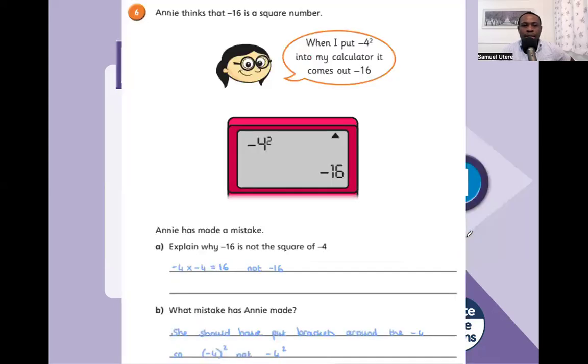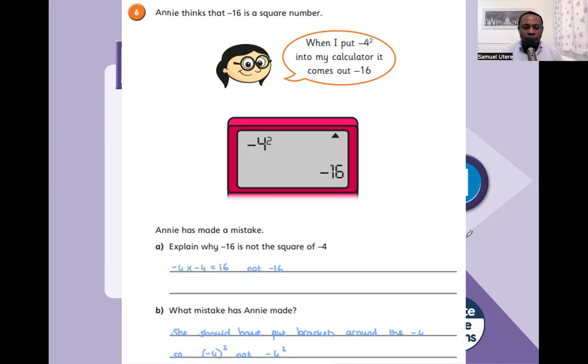For this one, Annie thinks that negative 16 is a square number. So for question 6, she says, when I put negative 4 squared into my calculator, it comes out as negative 16. What mistake has she made? Annie has made a mistake. So negative 16 is not the square of negative 4. Why? Negative 4 times negative 4 is equal to 16, not negative 16.